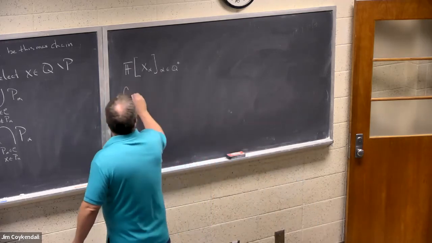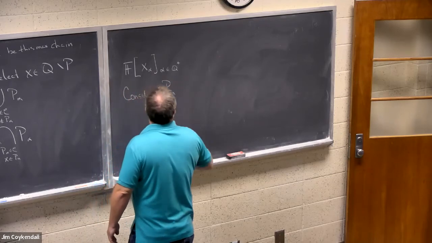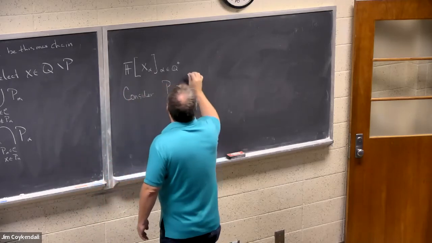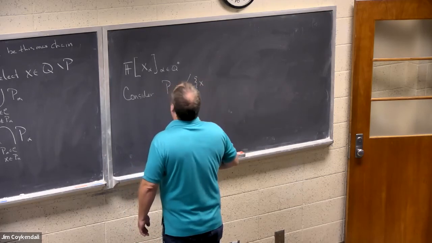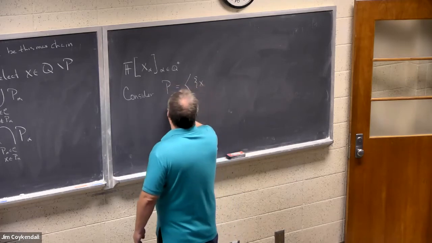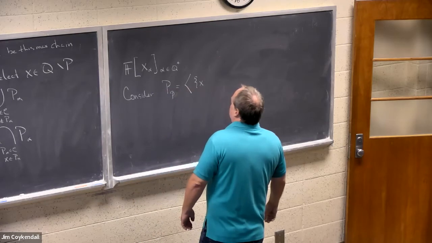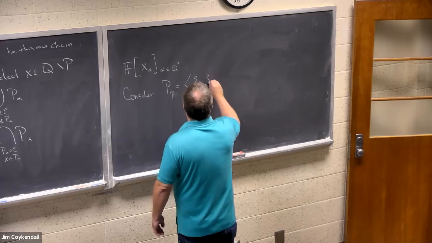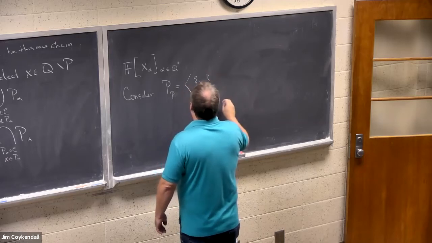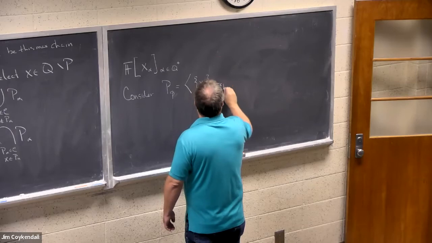Consider P alpha, the ideal generated by the set X, well, let me call it beta. The ideal generated by X beta, where beta, or I'm sorry, let's say X alpha, where alpha is strictly less than beta.